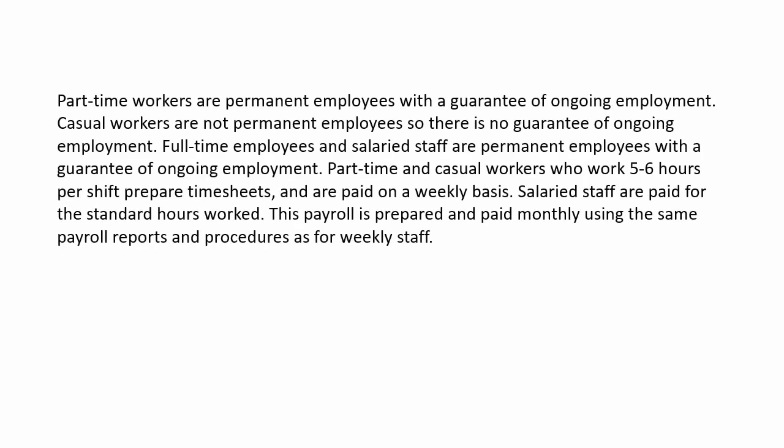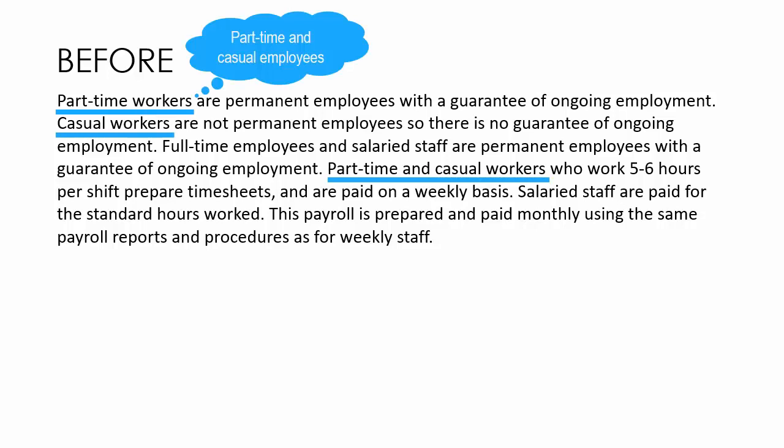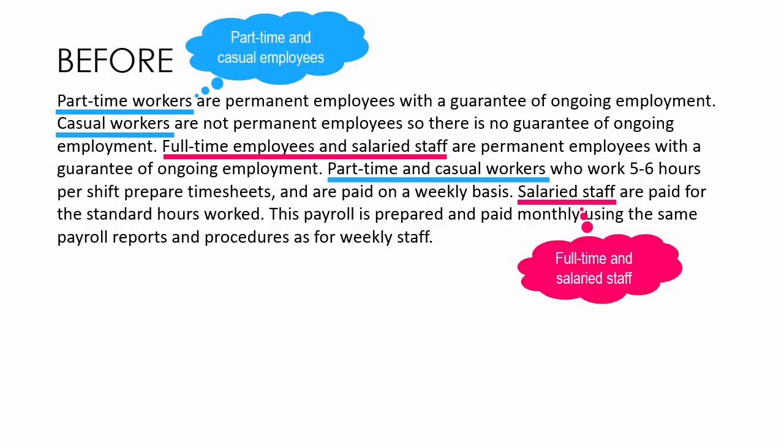The first example is a section, or the definition section, of a parallel procedure. If you have a look at the before snapshot, the information is all there. It's just a case of identifying that there are 2 components: part-time and casual workers, and full-time and salaried staff. So those are the 2 main bits of information.